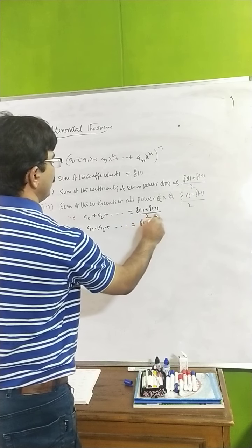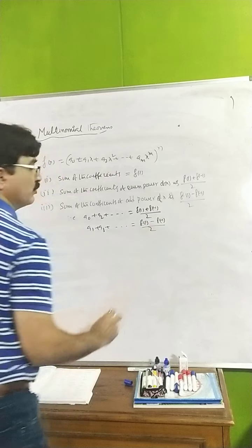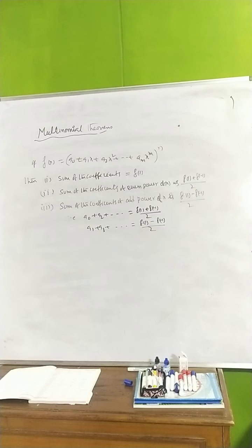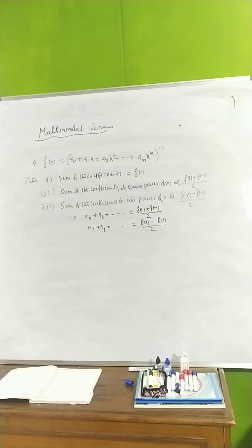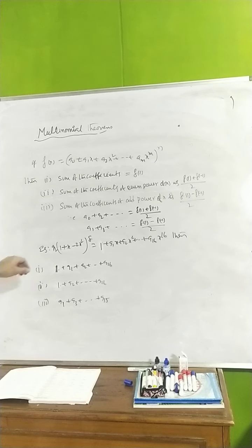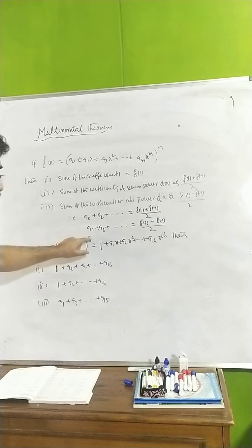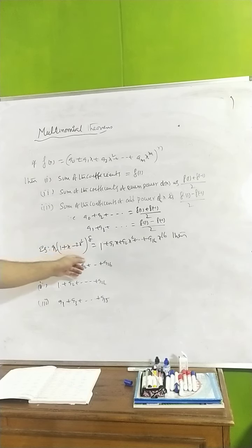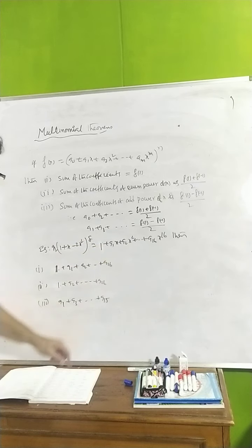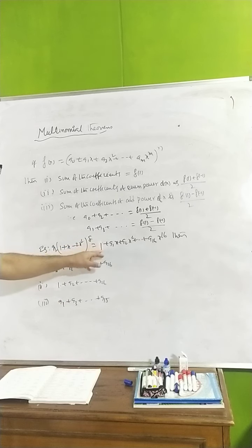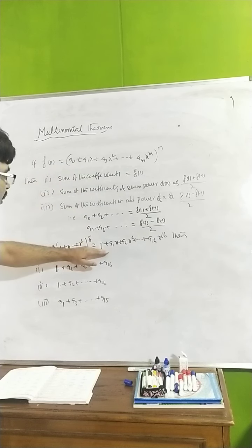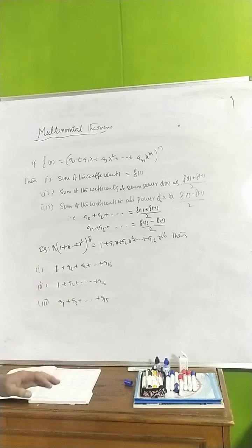f of 1, f of minus 1 divided by 2. So now, by taking one example, I would like to explain. You see here one example I have taken: (1 plus x plus 2x squared) whole to the power of 8. The expansion you know very well. Actually we are supposed to write a0, a1, etc., but here 1 is there, that's why he wrote it here. You see that a0 is there, directly we are writing the expansion in this form.